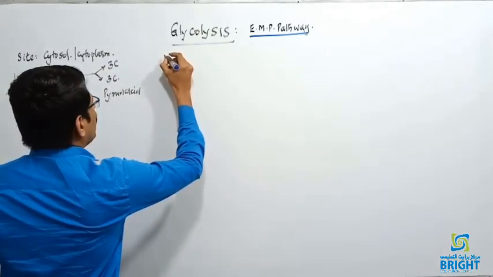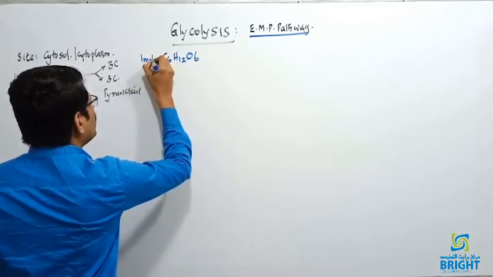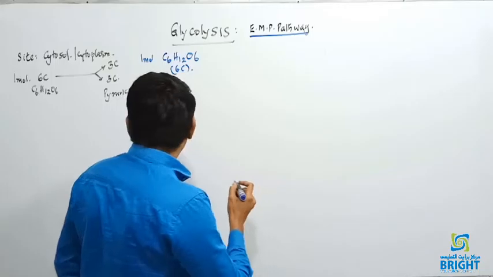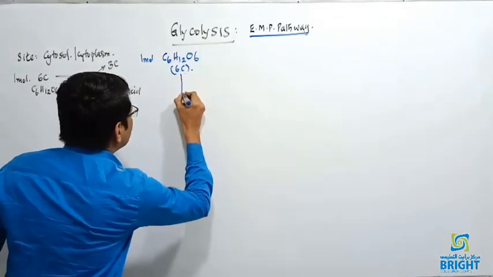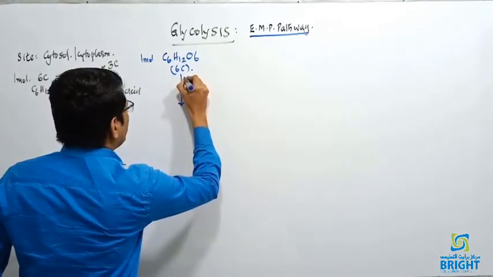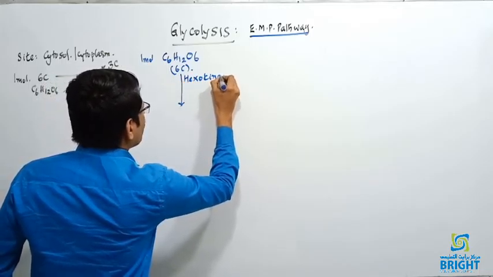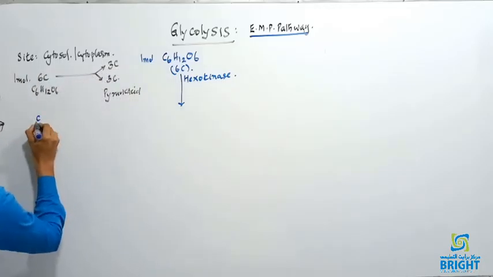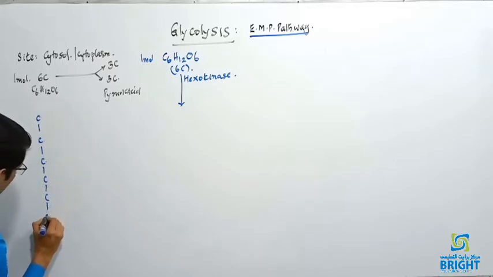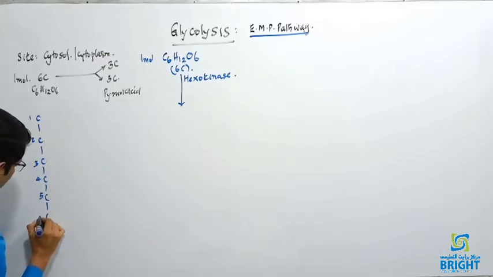Glycolysis starts from glucose, C6H12O6. It is 1 molecule of glucose, and it is a 6-carbon compound. The enzyme involved in the first step of glycolysis is hexokinase. And this is the skeleton of a glucose molecule, with 6 carbons: this is the first carbon, second carbon, third carbon, fourth carbon, fifth carbon and 6th carbon.